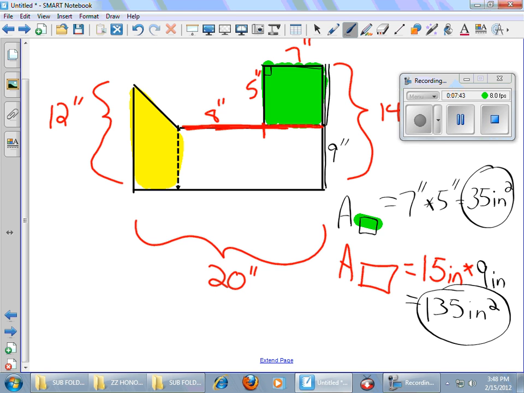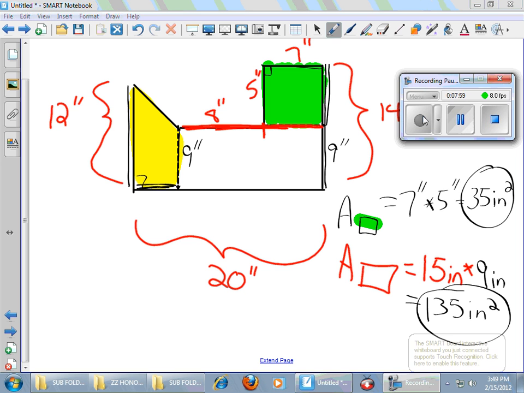Now I got to go to this trapezoid. Well, I just figured out that this side here is 9 inches. So that's cool. I know this base is 9 inches. This other base over here is 12 inches. If I knew that piece, that would be the height. Okay, so I know the 2 bases. If I knew the height, I could figure out the area of the trapezoid.